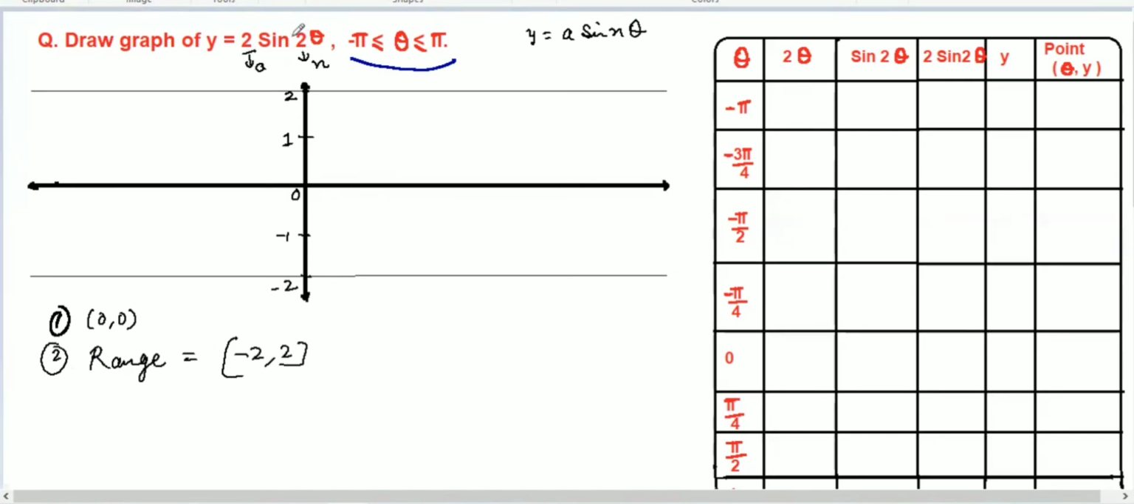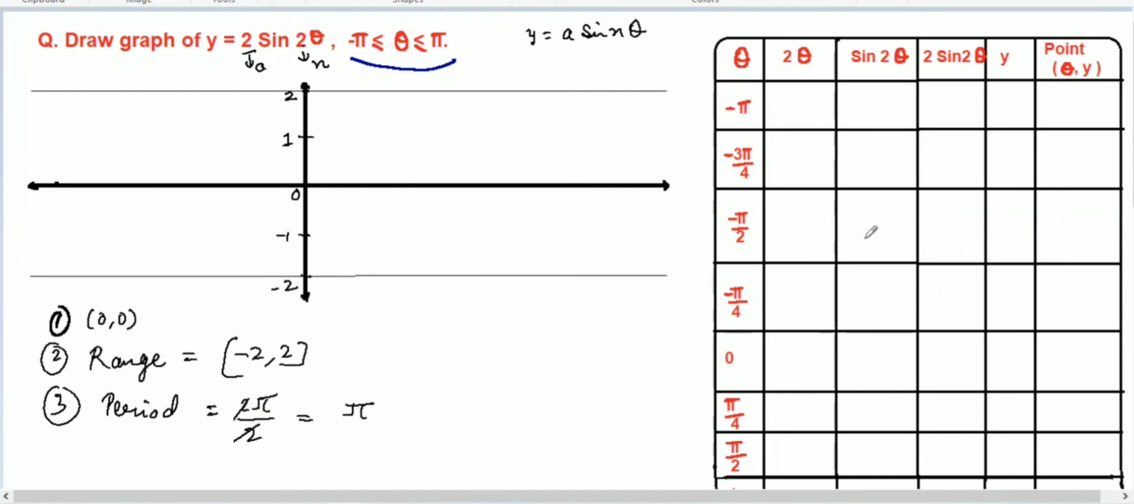Now again, what does that mean? The effect of the 2 in front of theta is to reduce the period of the graph, or you can say it divides the period of the graph by 2. And we know the period of sine theta is always 2 pi. But if there is a number in front of theta, this number will divide the period. So the period of this graph will become pi.